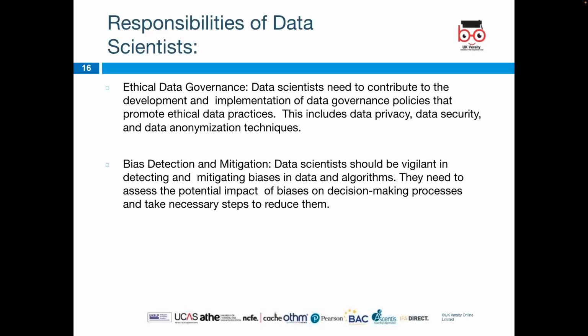Bias detection and mitigation. Data scientists should be vigilant in detecting and mitigating biases in data and algorithms. They need to assess the potential impact of biases on decision-making processes and take necessary steps to reduce them.